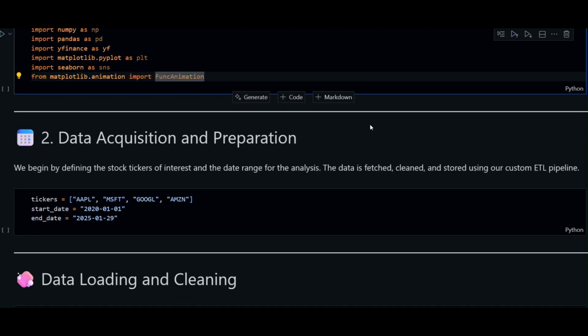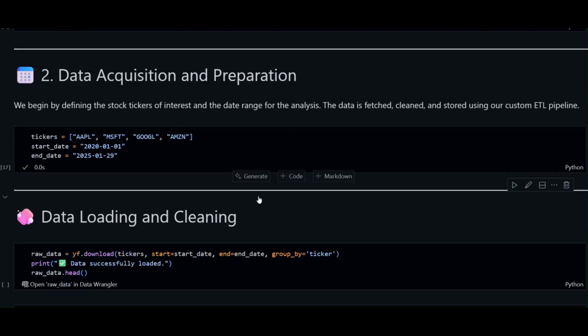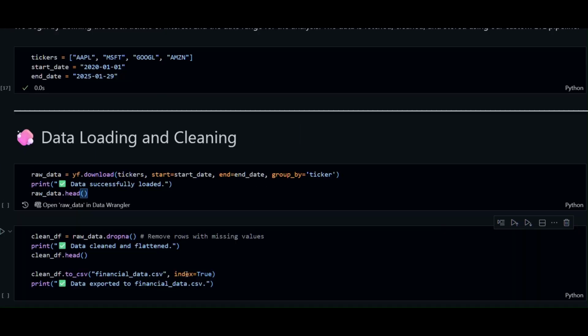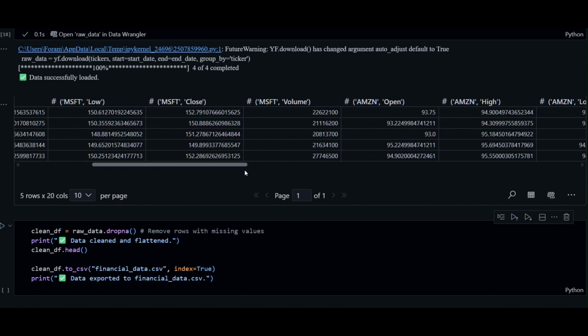Next, let's load some stock data. I'm going to take a few sample tickers, like Apple, Google, and Tesla, and download their daily prices for the past year. Once the data is loaded, we can see columns such as open, high, low, close, and volume. These represent the trading activity for each stock on each day.